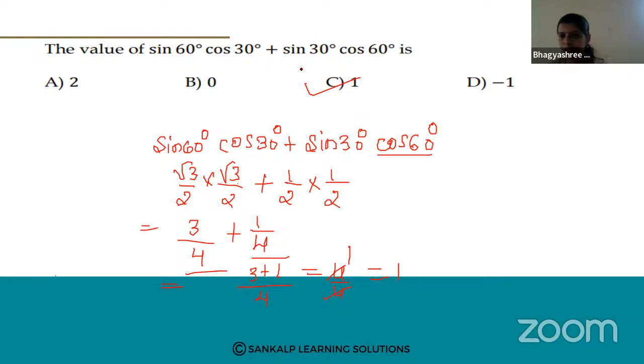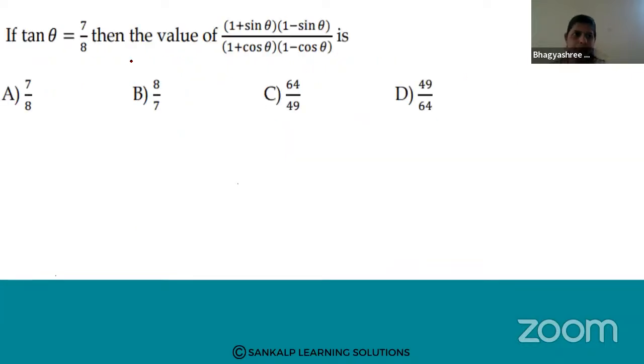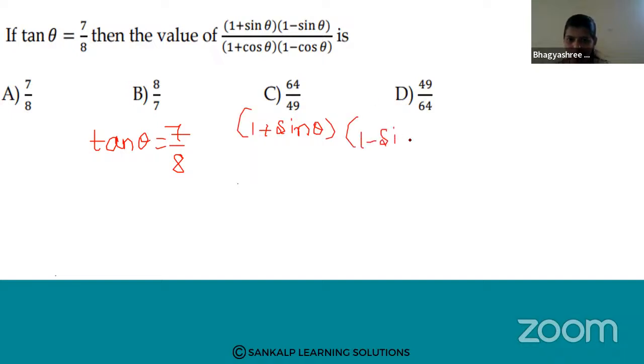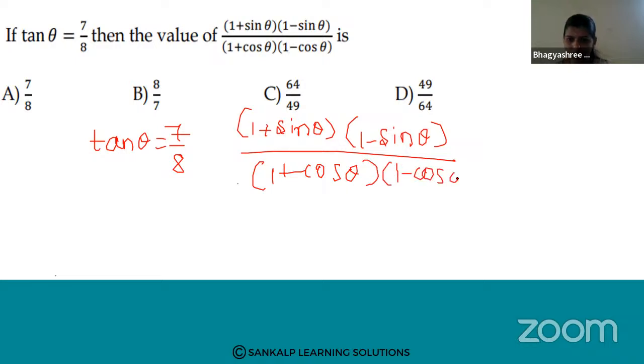Okay. So these kinds of questions they will ask you in the exam. See, if tan theta is equal to 7 divided by 8, then the value of 1 plus sine theta into 1 minus sine theta divided by 1 plus cos theta into 1 minus cos theta. So the value of this expression, we are going to find out.